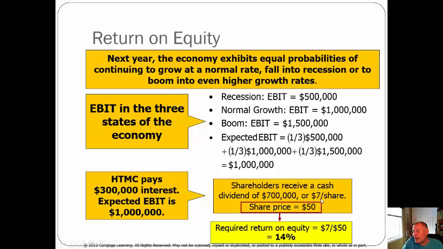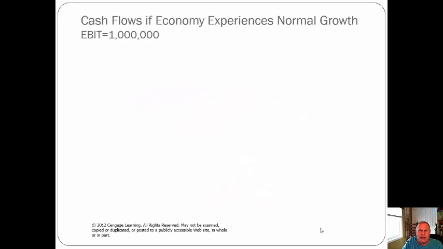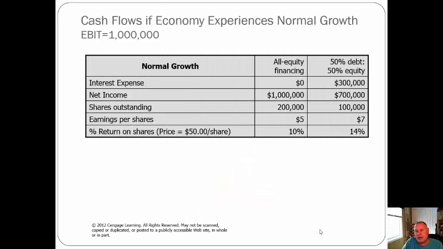Let's assume that that $7 a share return is paid out to the shareholders. So if the share price is 50, we're paying out that 7. The required return on equity is 14%. Just another way of calculating it. Let's take a look at this and say, now I'm going to take out the tax effect, as I said. Normal growth, we're going to have all equity financing, $1 million of net income, 200,000 shares, gives us an earnings per share of 5 and a return on equity of 10%, which is earnings per share divided by the $50 per share.